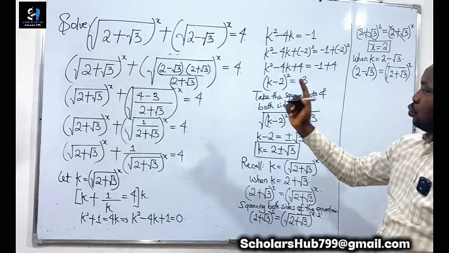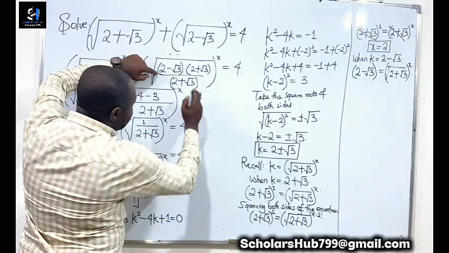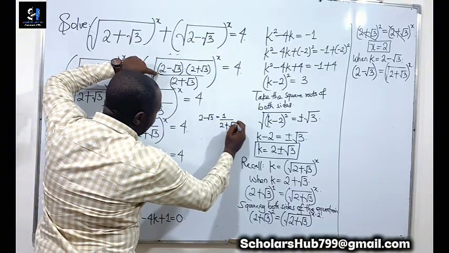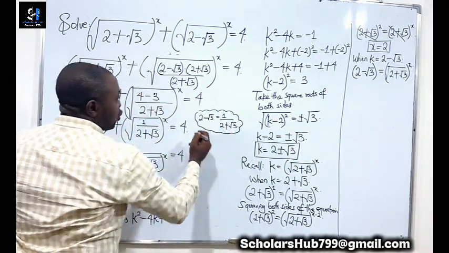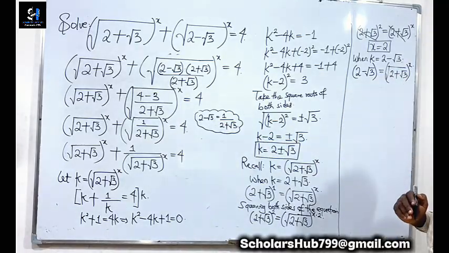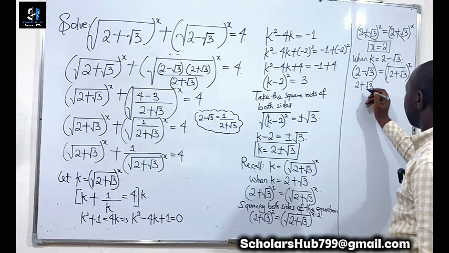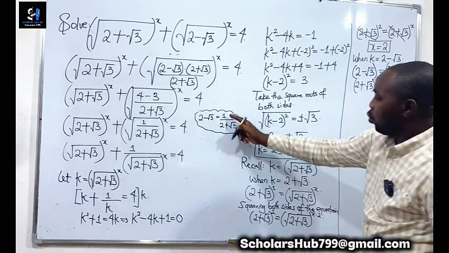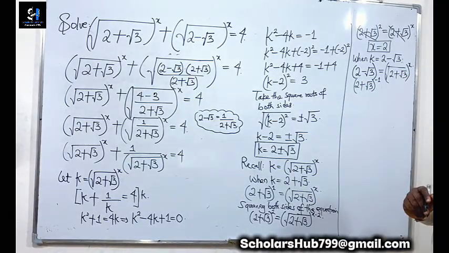Now, let's go back to what we got from here. Remember that from what I did here, we have that 2 minus radical 3 is equal to 1 over 2 plus radical 3. So this is very important. I'm going to substitute this on the left hand side in this case. So this will be (2 plus root 3) raised to the power of negative 1, because 1 over (2 plus root 3) is (2 plus root 3) raised to the power of minus 1.